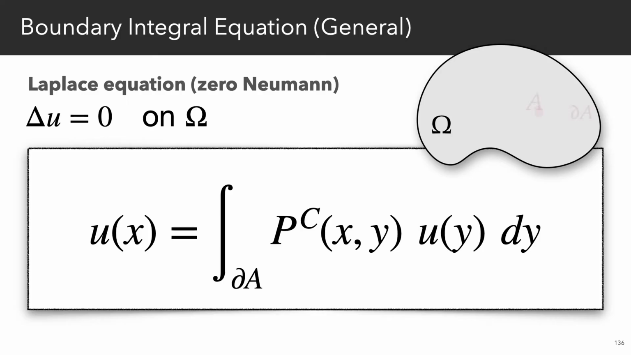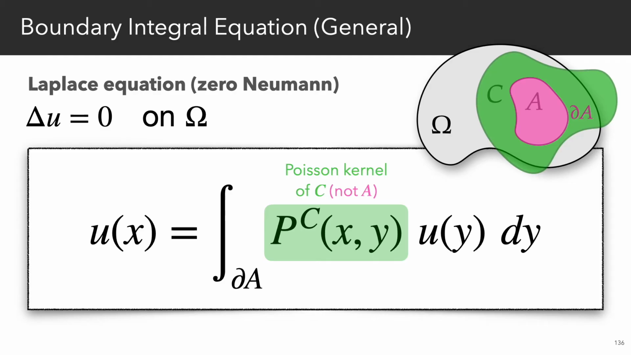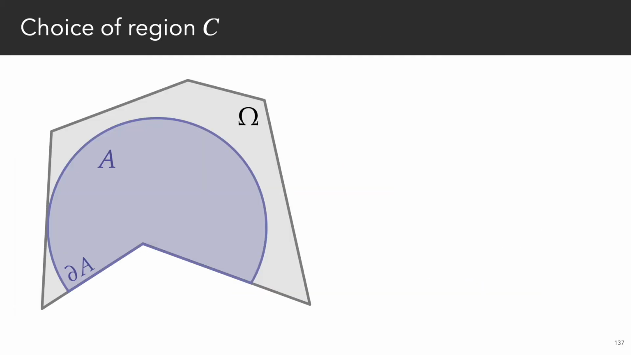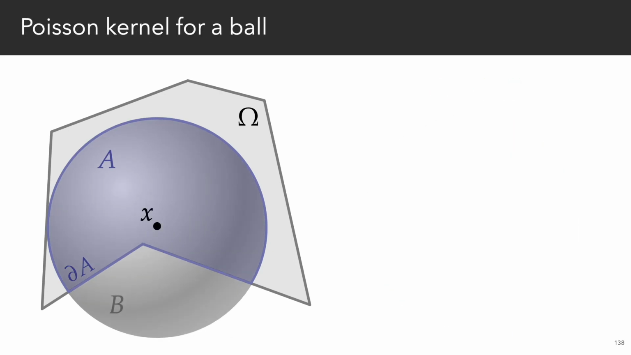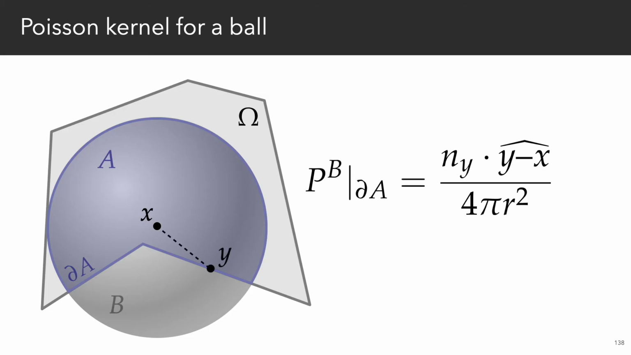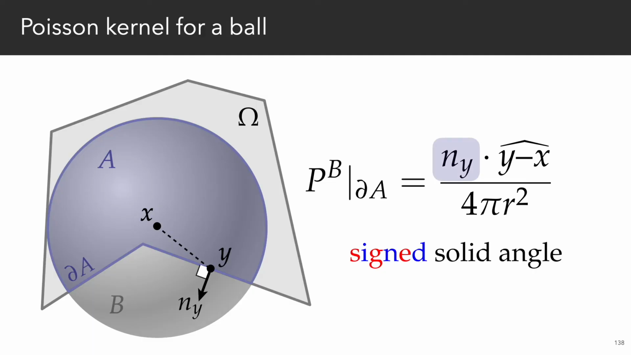So it says that we can pick any region A and any other region C, and then integrate the Poisson kernel of C over the boundary of A. So this gives us a lot more options. So before we decide on a subdomain A, we'll first choose the region C to be a ball. This is because if we're starting at the center of the ball at a point x, then the Poisson kernel at y is the familiar sine solid angle. So here n is the normal to the boundary at y, dotted with the direction towards y, times 1 over the squared distance from x to y.